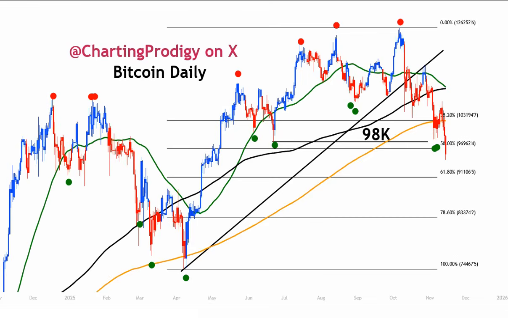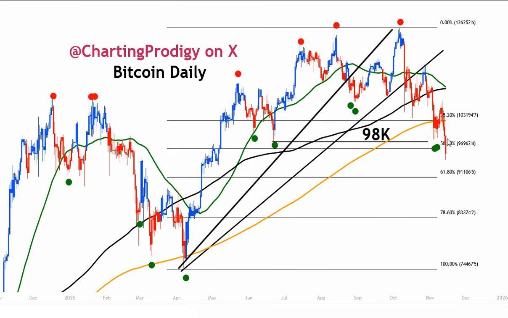If we continue to drop, right now we're moving beyond the 50% retracement of the entire advance from the April low. If we drop a little bit more to 91,000, you're at the 61.8 Fibonacci. Again, I told you several videos ago we're likely going to drop down further into the low to mid 90,000 range, and that's what we're doing right now. The move may not be done yet.